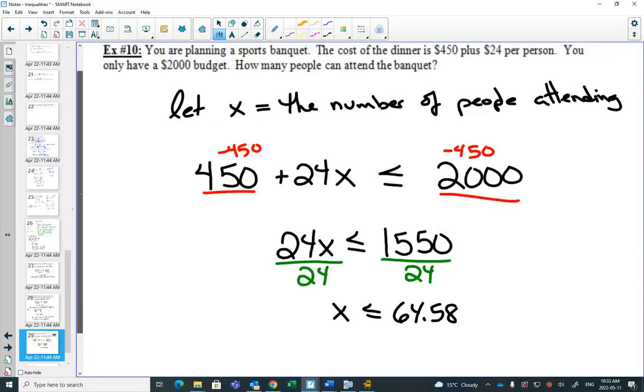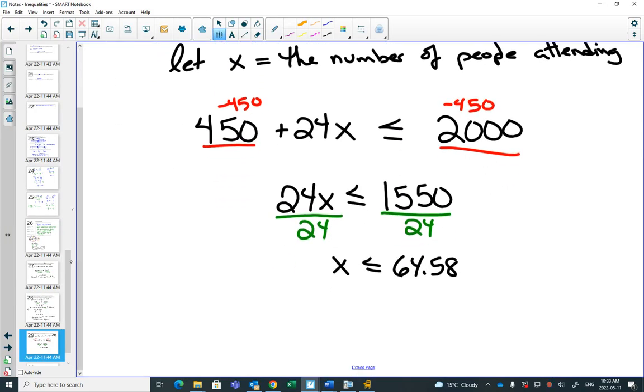So what is our statement? The question is, how many people can attend? But it could be 65 too. No, 65 would be over your budget. Yeah, true.